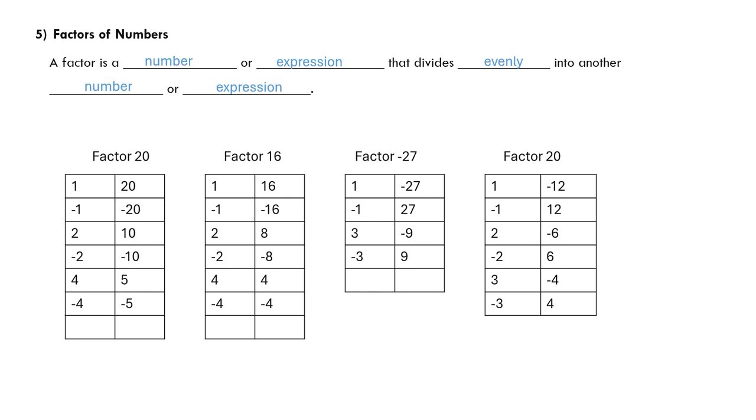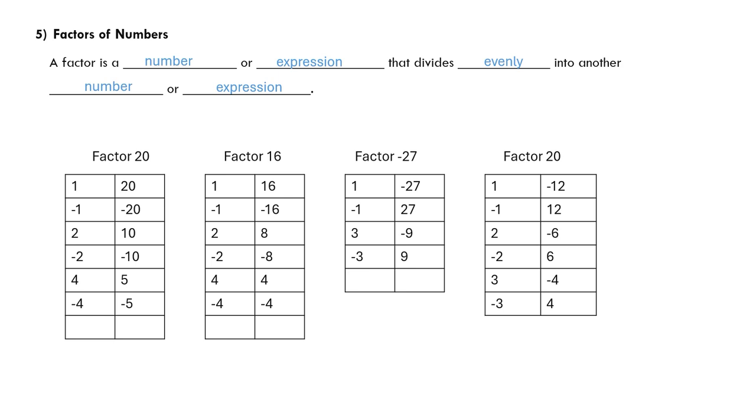Now, being able to factor numbers is going to be a very important part of this unit. We'll have to factor quadratic expressions. To be able to do that, we'll have to get quite comfortable with factoring numbers. So here we've asked for the factor of 20, which means what are all the numbers that can be multiplied together to give us a value of 20?